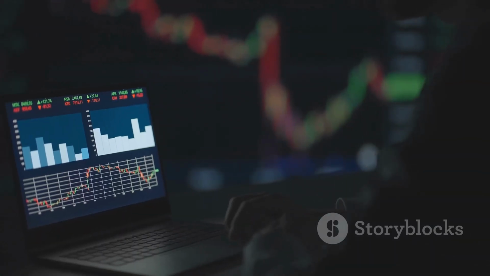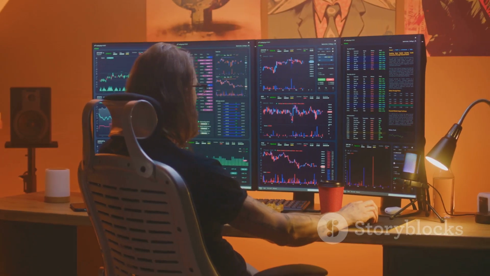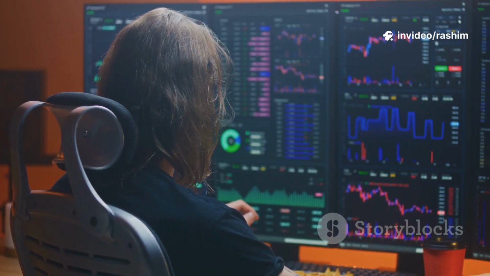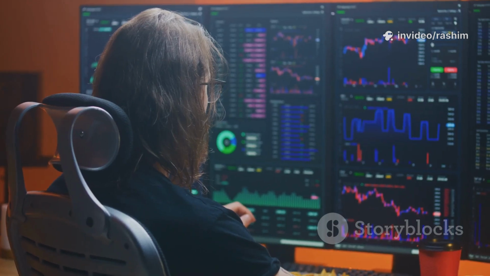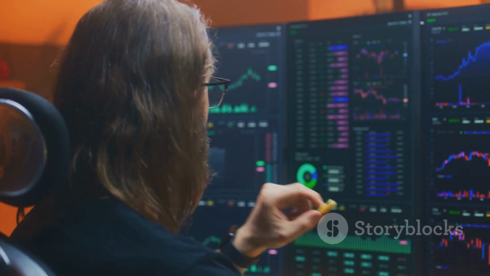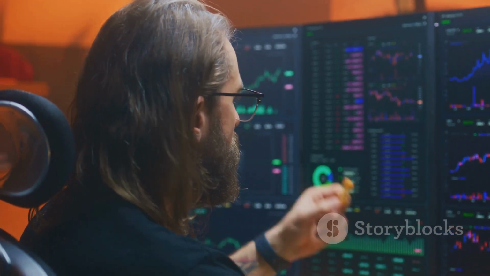Indicators are not magic crystal balls. They do not guarantee that you will make a profit on every trade. Instead, their purpose is to provide you with more information and a clearer perspective. They help you analyze past price action to identify patterns and potential future movements.